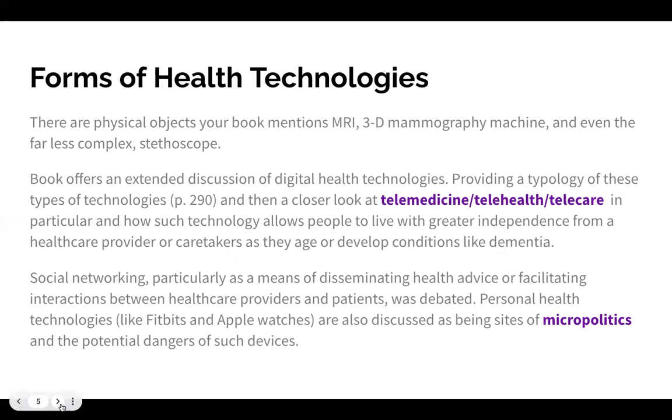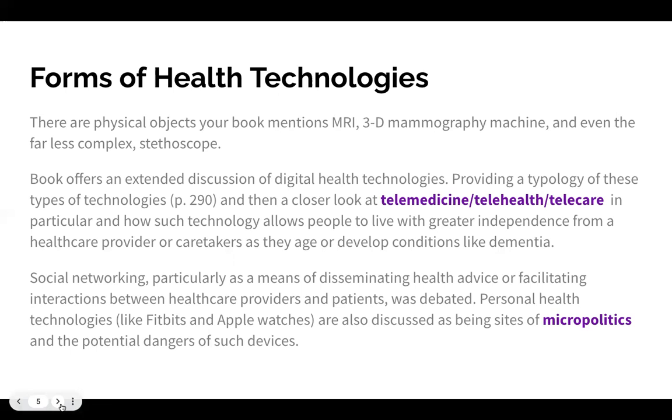And then the final specific form of health technology that they offer a little bit of extended discussion about is what they refer to as personal health technologies or self-care monitoring packages. So things like Fitbits and Apple Watches.